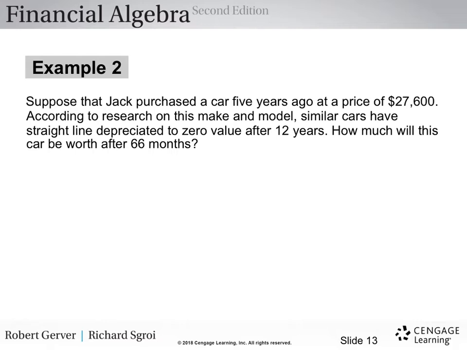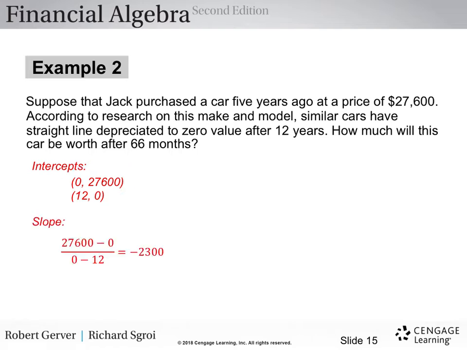So let's look at our next example. Suppose that Jack purchased the car 5 years ago at a price of $27,600. According to research on this make and model, similar cars have straight line depreciated to 0 after 12 years. How much will this car be worth after 66 months? So very similar problem to before, but now we just want to determine the value after 66 months. So initially we're going to look at our intercepts. Same as the previous problem, we can figure out what the intercepts are.